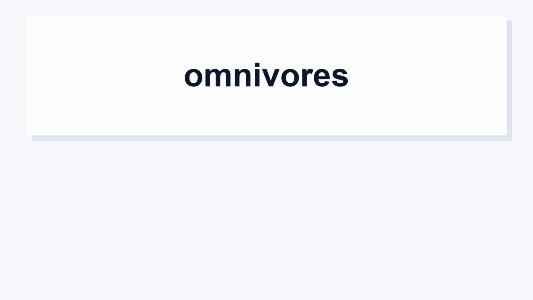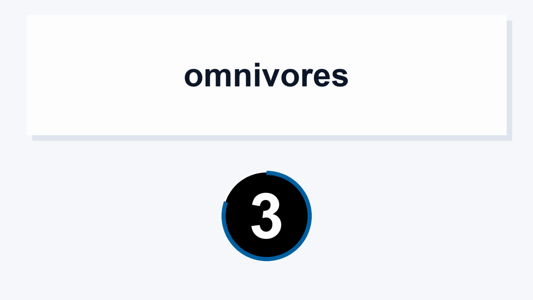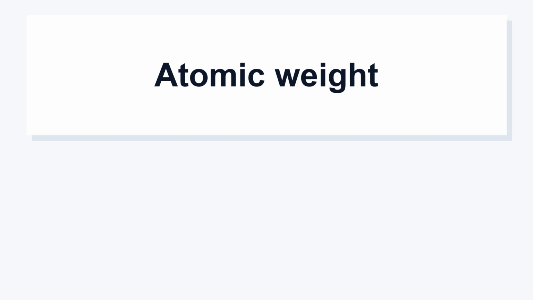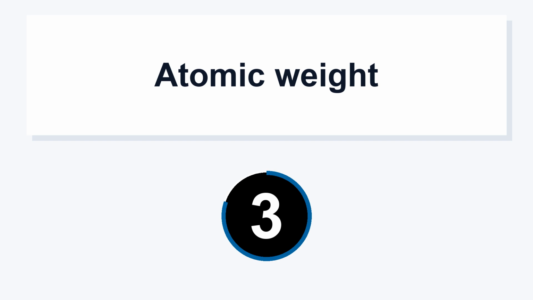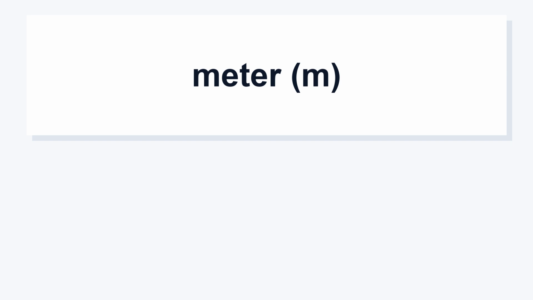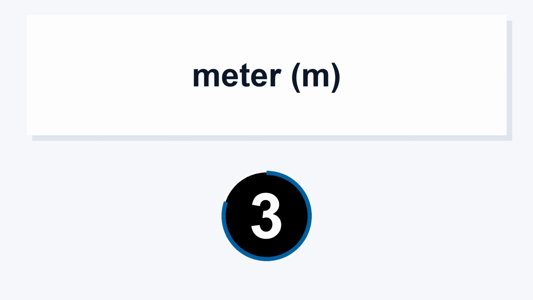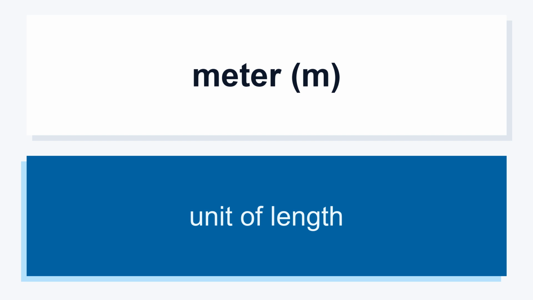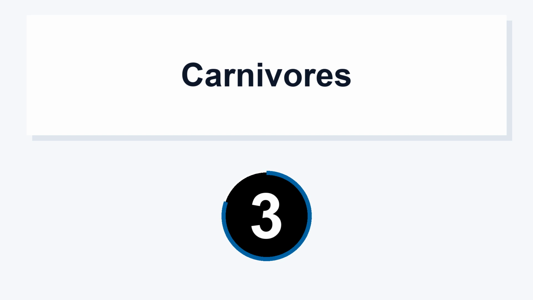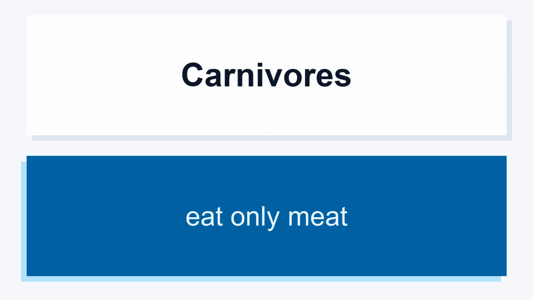Omnivores eat both plants and other animals. Atomic weight: average mass of one atom of the element. Meter, m: unit of length. Carnivores eat only meat.